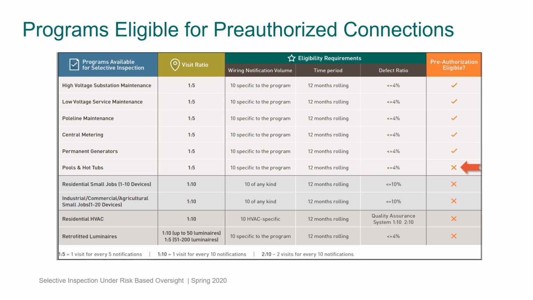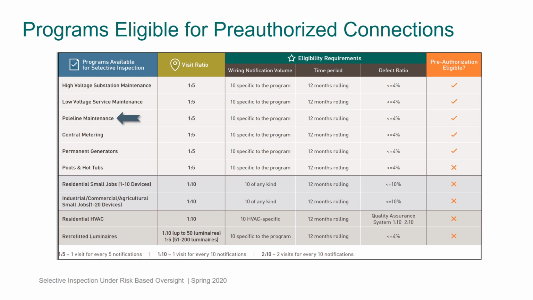You can see from the chart, RBO programs apply to electrical installations that are specific and or limited in scope. Eligibility is dependent on a contractor's notification volume and defect ratio. RBO programs allow ESA to apply a predefined visit ratio for eligible electrical work, overriding the Oversight response recommendation by the risk ranking. Let's go through a specific example.